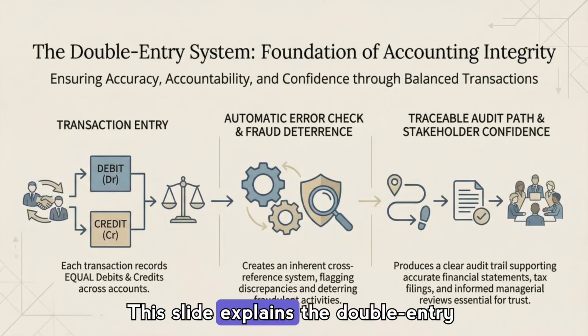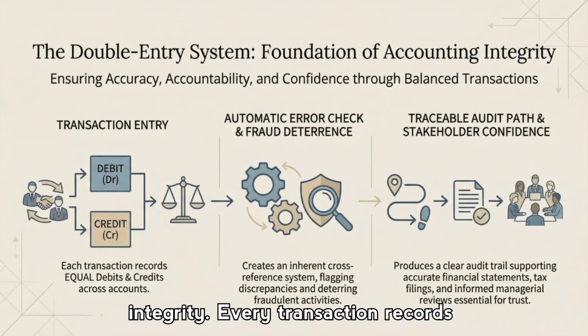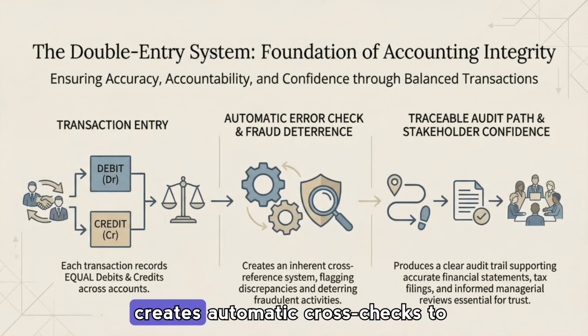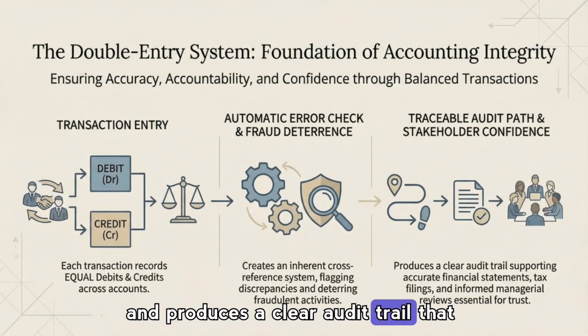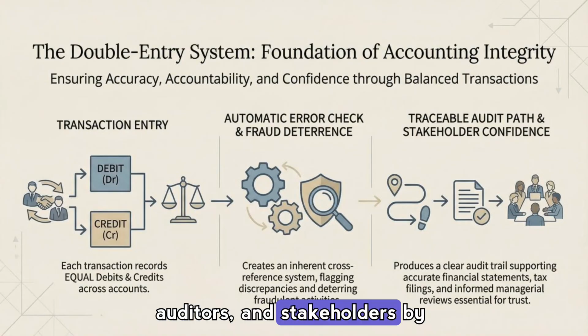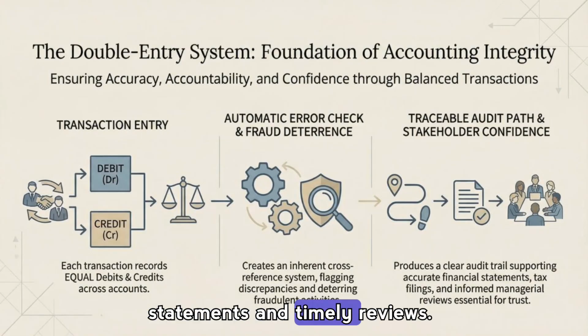This slide explains the double entry system, the backbone of accounting integrity. Every transaction records equal debits and credits, which creates automatic cross-checks to surface errors or suspicious items, and produces a clear audit trail that builds confidence among managers, auditors, and stakeholders by supporting accurate financial statements and timely reviews.